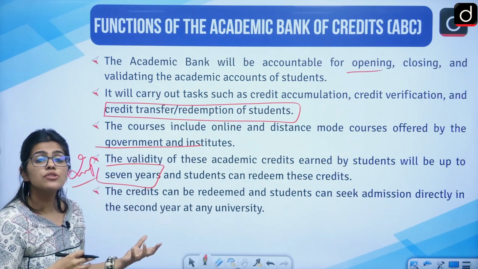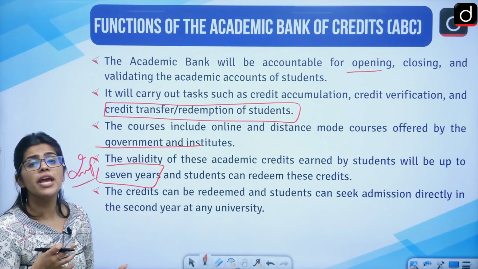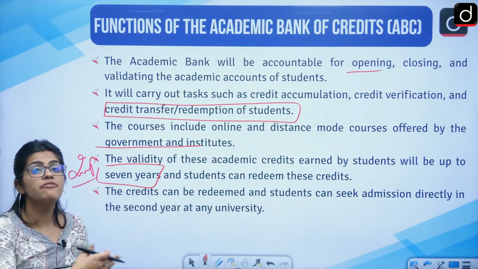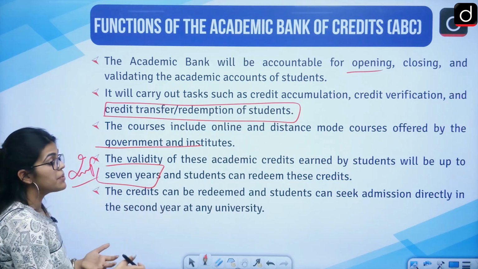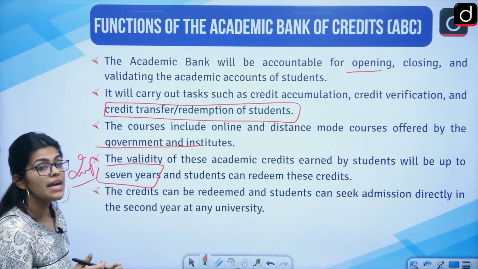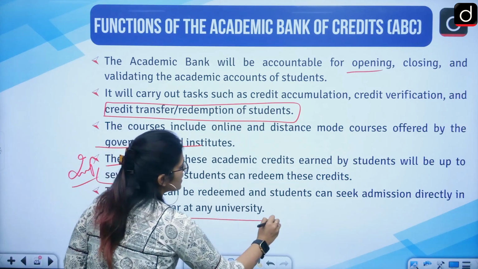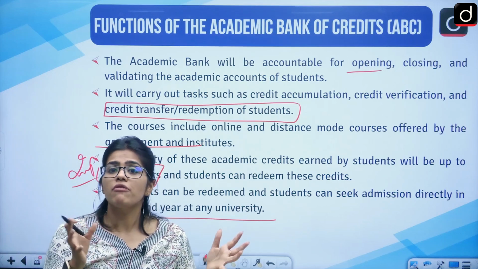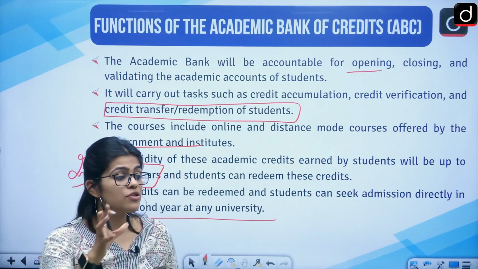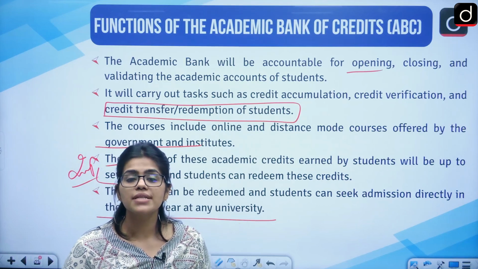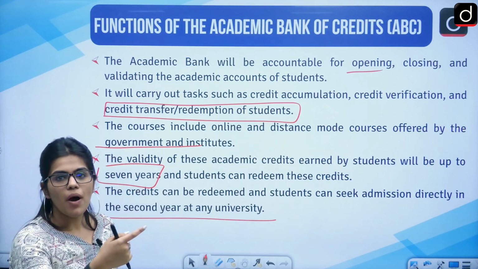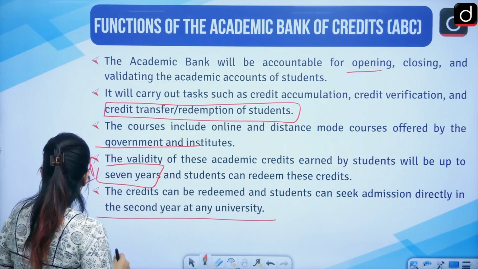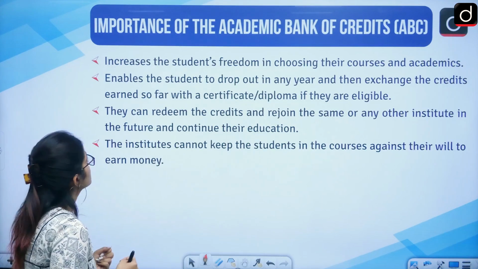The students can also redeem these credits to change to different institutes or to directly enter into a different year. The credits can be redeemed and the students can seek admission directly in the second year at any university. If you have some credits and you know that you are proficient in those particular areas because you have already done courses related to it, then you can directly take part in some other year or the second year. You can take an example. You can also redeem those courses.